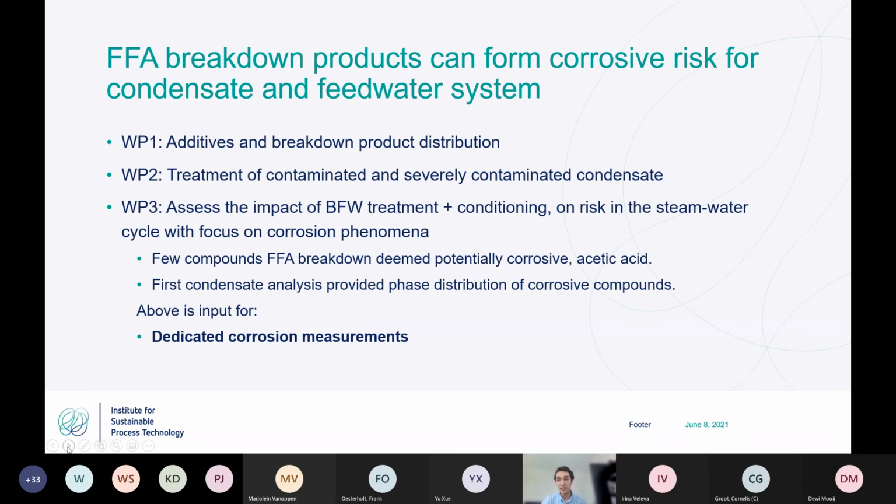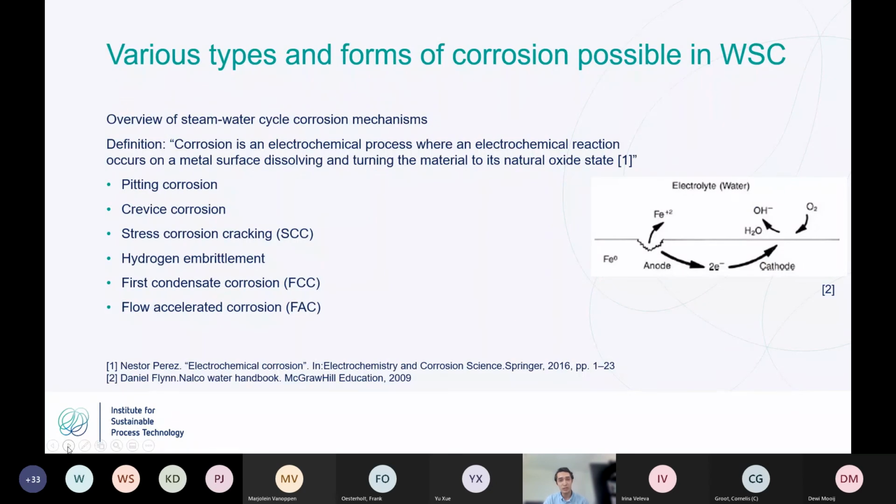So in the picture we see the electrochemical reaction of the corrosion. Here we see the various types of corrosion, and in the picture we see the schematic of a corrosion happening. So the iron dissolves, forming iron ions, ferrous ions, ferric ions. There are several forms of corrosion within the water steam cycle: pitting corrosion, crevice corrosion, stress corrosion cracking, hydrogen embrittlement, first condensate corrosion, and lastly flow accelerated corrosion, on which we will focus more because this is a very common and very severe corrosion within the system.